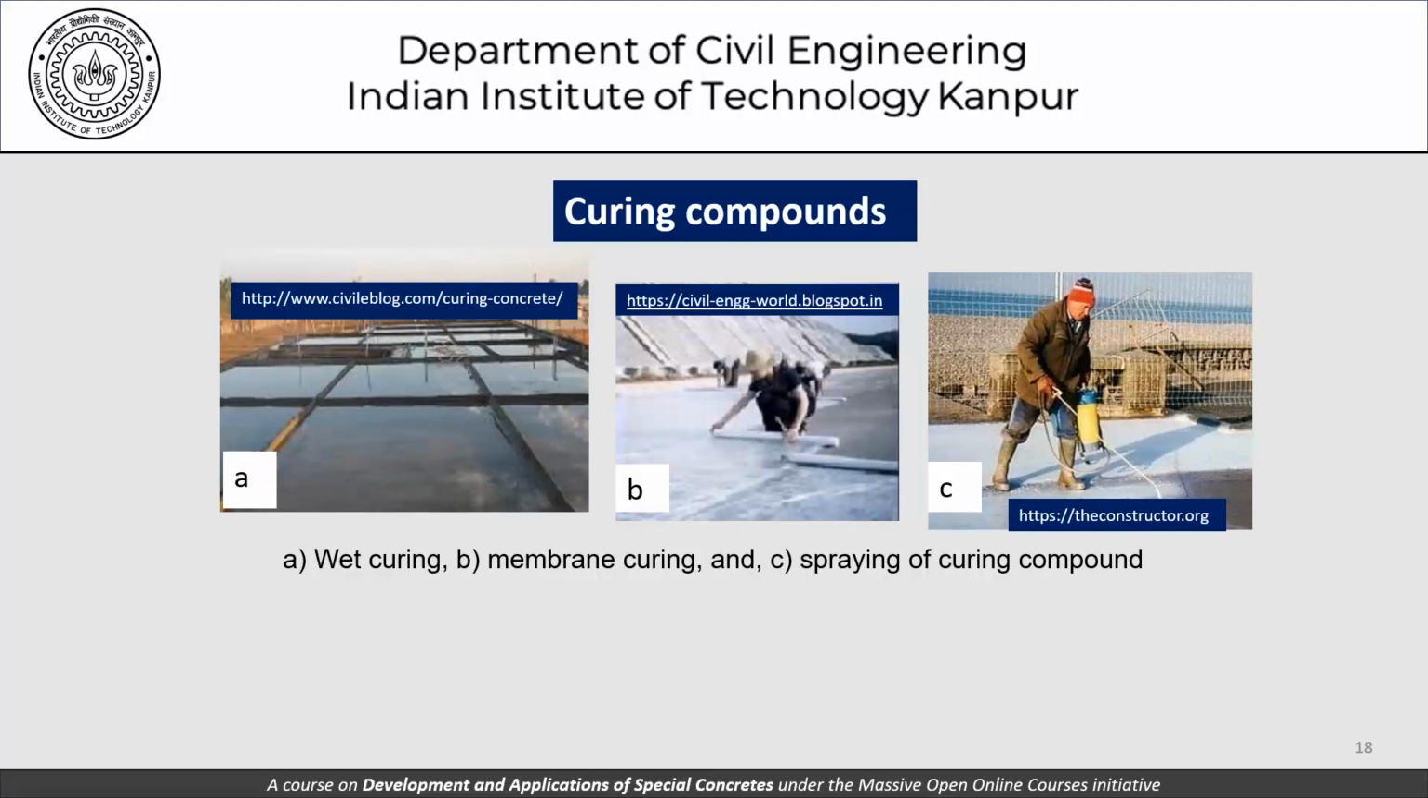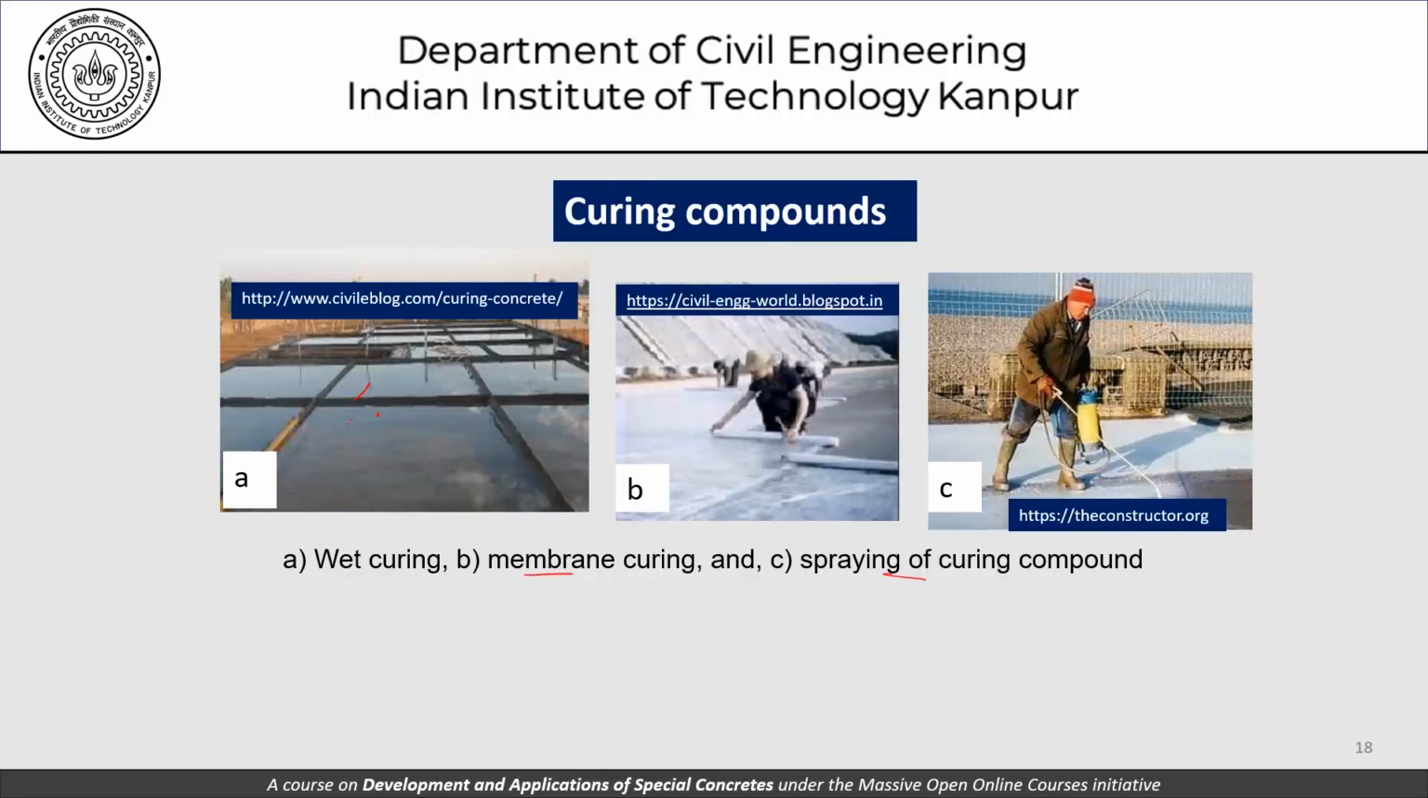So you can see that in wet curing, in a horizontal structure here, it could be a pavement, we create these bunds and pond this surface with water, and this water should be there for the entire duration of curing. So obviously you can see that there will be a certain amount of evaporation of this water, and it may not be the most favorable method as far as economics is concerned. From an environmental point of view also, there's a lot of water which is required here, and that's why we may go for membrane curing or spraying of curing compounds.